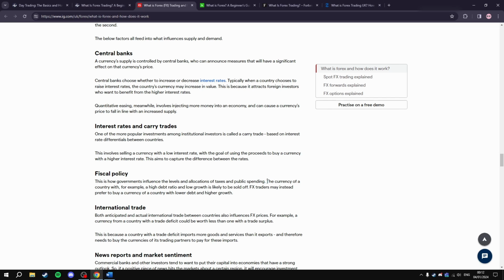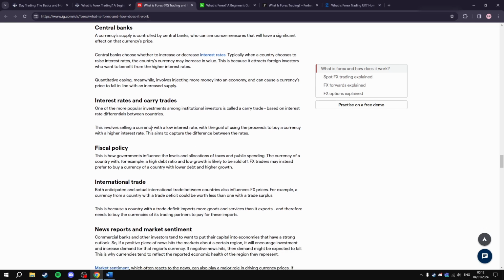Quantitative easing, meanwhile, involves injecting more money into an economy and can cause the currency's price to fall in line with increased supply. So the more there is of the currency, the currency's price is going to decrease because there's more of it, so it's less rare. Is that sort of what they're saying?